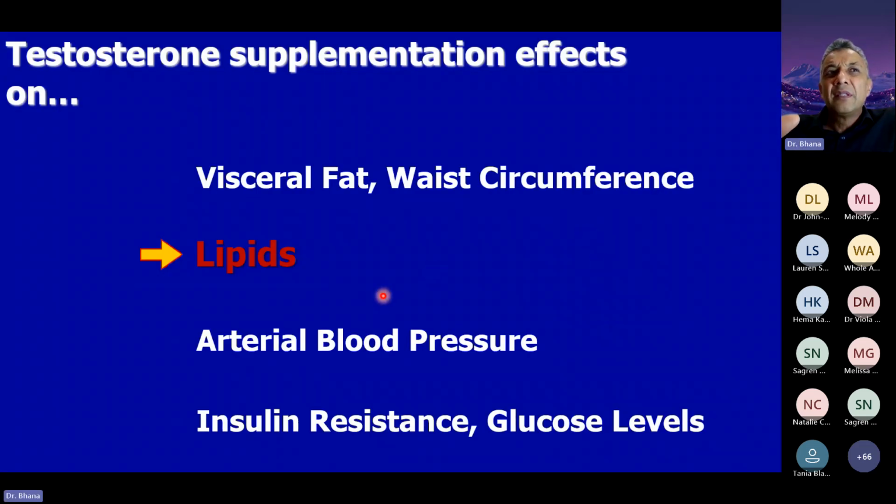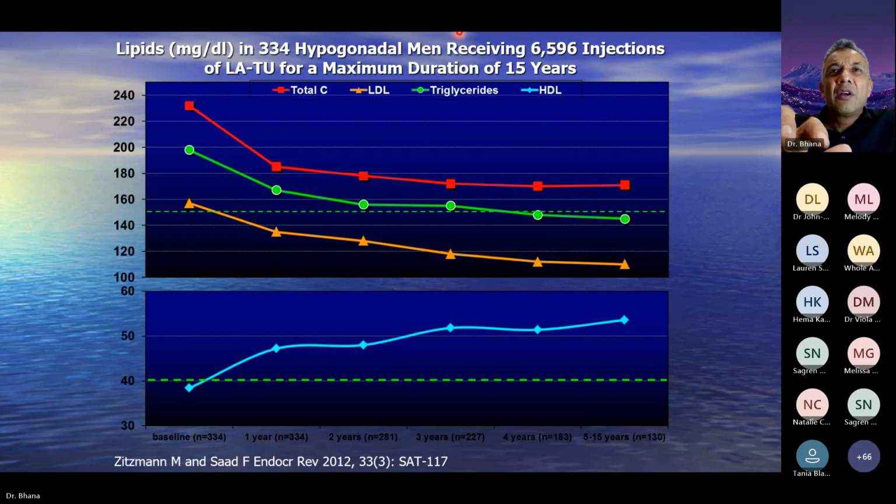What about lipids? A 15-year study, because there are people who tell you that testosterone will cause lipid profile to become abnormal. Well, over 300 men followed for over 15 years. Like I said, the study goes on longer. In the majority of them, total cholesterol comes down. Triglycerides come down. Bad LDL goes down.